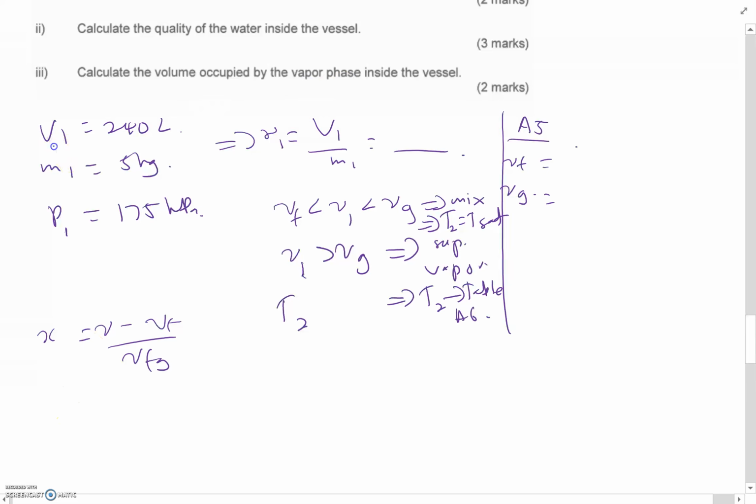So this is the V total. V of vapor is actually Vg times mass of vapor. So the question is how to get the mass of vapor. Vg is in the table, you can get Vg. How to get the mass of vapor? Remember you have this equation.